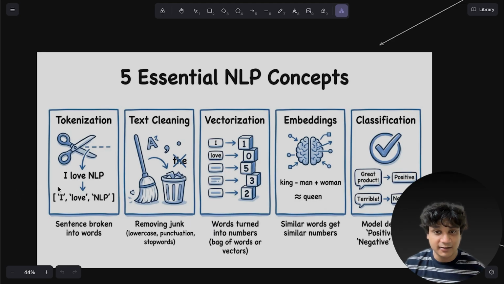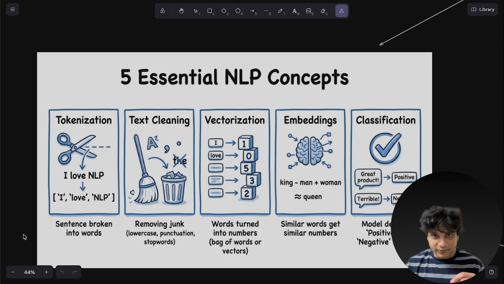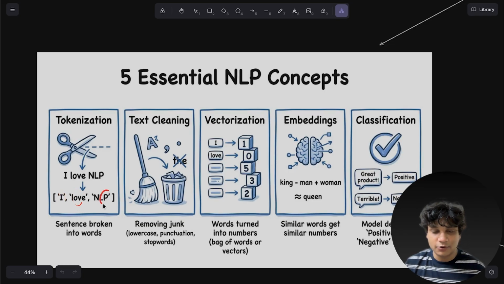Let's say the sentence is "I love NLP". The very first step is that tokenization will break every word into tokens. Okay, so a sentence will be broken into words or tokens, right? So that the machine can atomically look at one particular word.